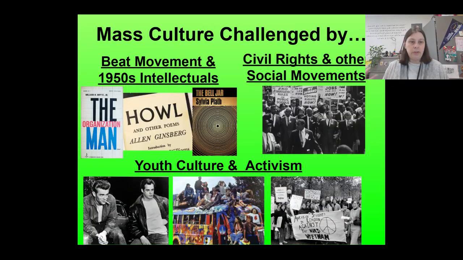So those are some examples of critiques coming from the intellectual class, basically. Other critiques of mass culture come from the various civil rights movements of the time period.